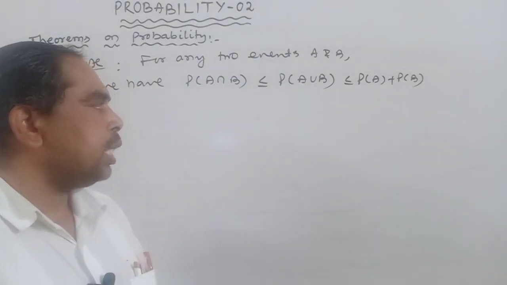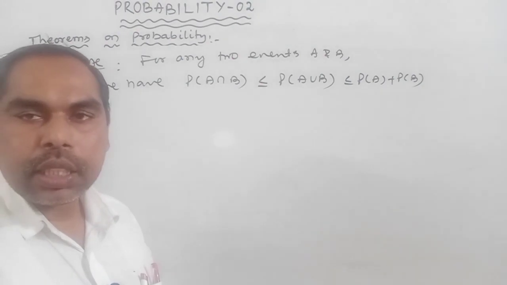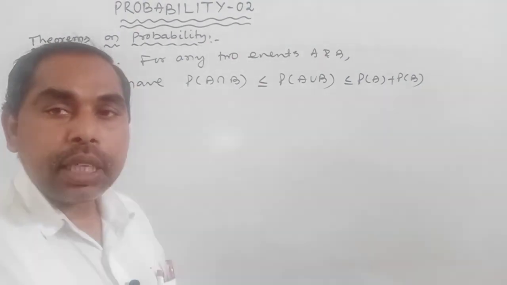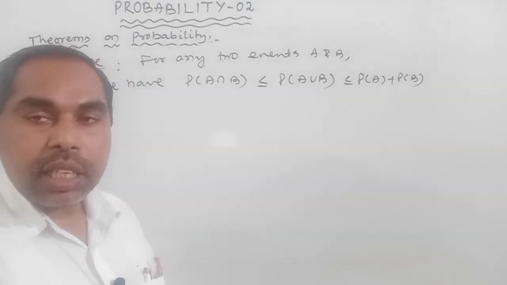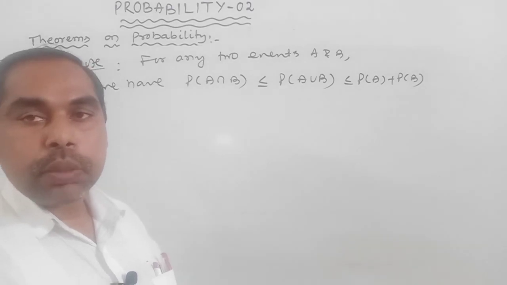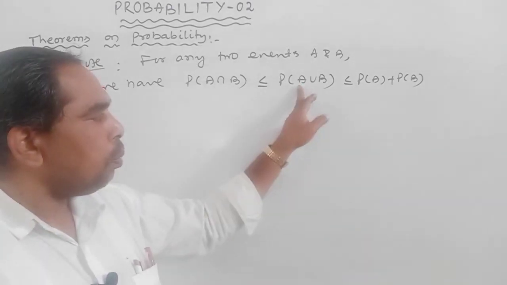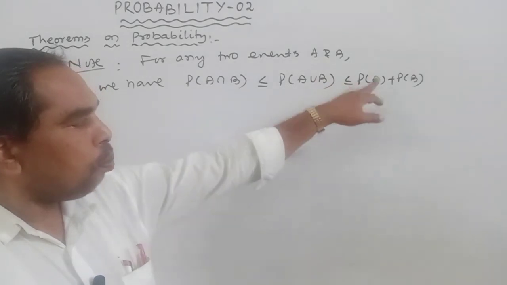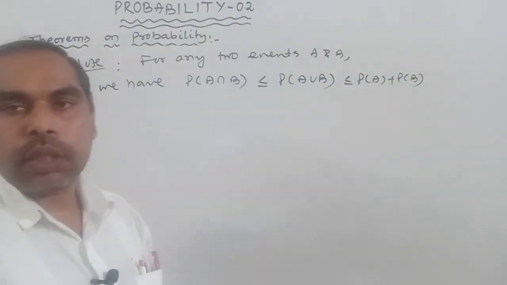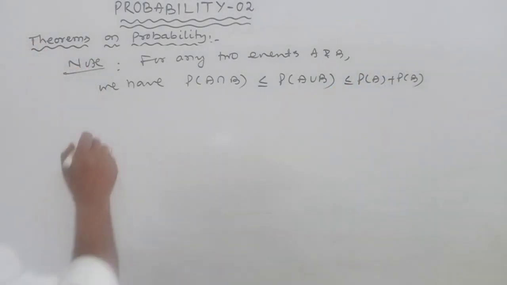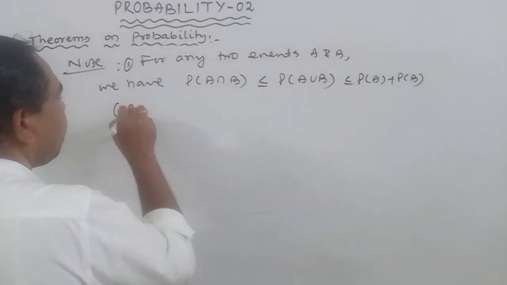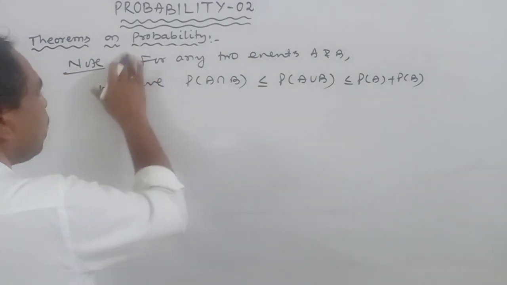Next, P of A union B means PA plus PB minus P of A intersection B. Suppose A and B are disjoint, then P of A union B is equal to PA plus PB. Therefore P of A union B is less than or equal to PA plus PB. This is the first one. Next, the second one.